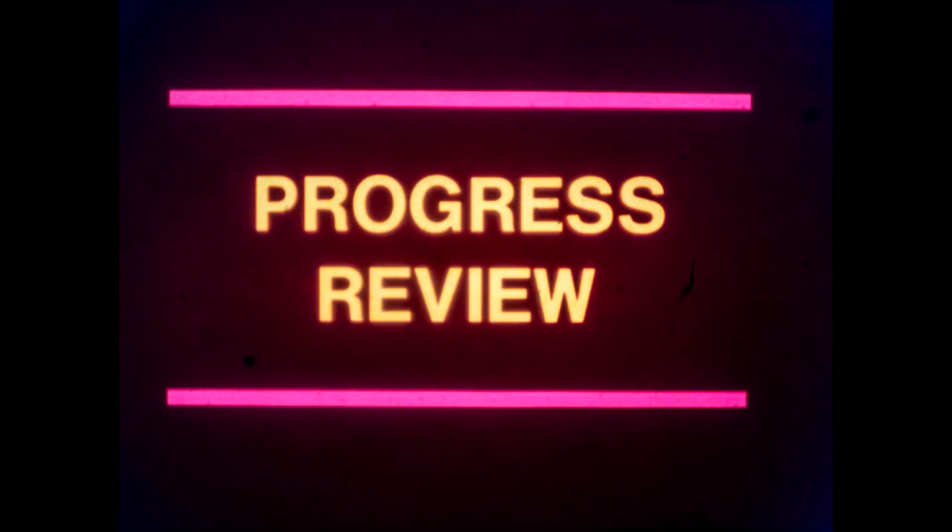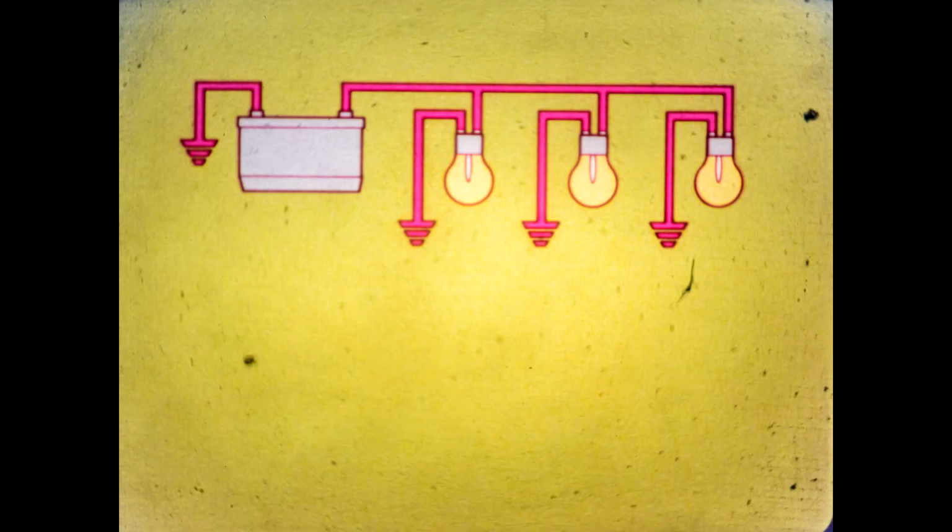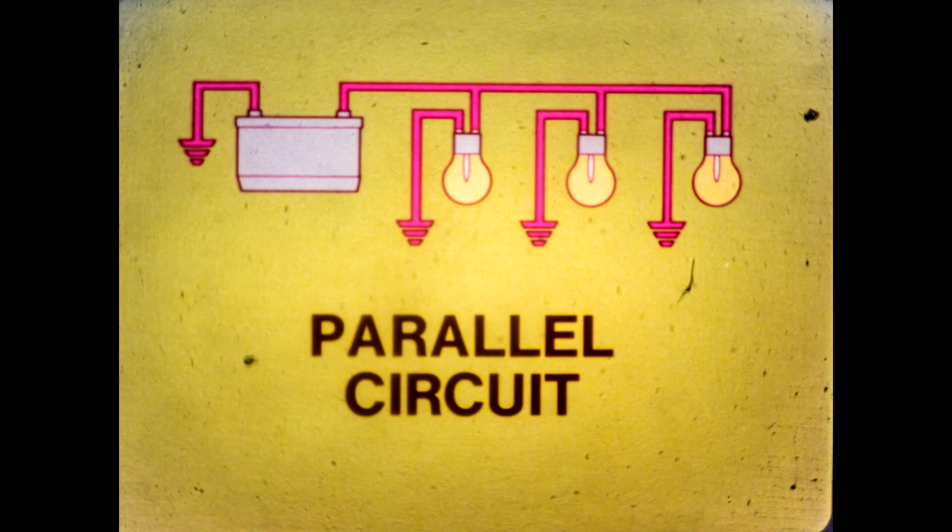Now let's review the types of circuit we've discussed. What type of circuit is this? Parallel, series, or series parallel? It is a parallel circuit. You can identify it quickly by noticing that each working device is individually grounded.